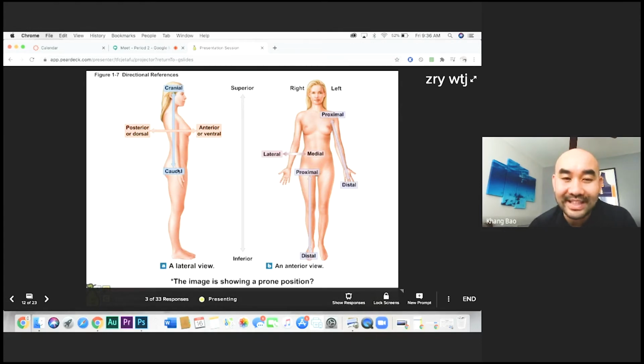And then of course, cranial is toward the head. Caudal is toward the tail, the bottom. Posterior or dorsal means back. Anterior or ventral means front. So again, this is another thing that you need to practice and learn.